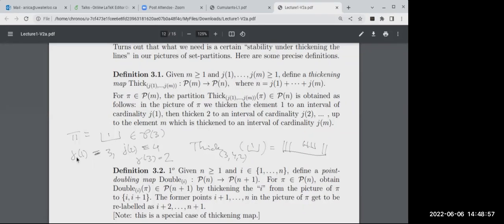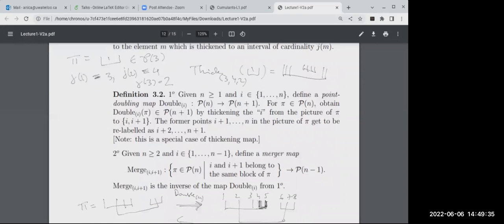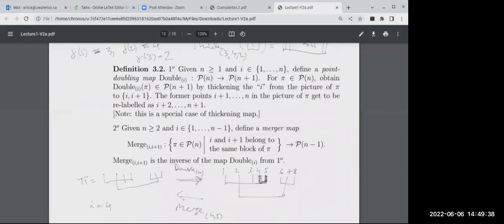For instance, say that pi is this partition with 3 dots: 1 and 3 together and 2 separated, and then my J1, J2, J3 are 3, 4, 2. So the first dot is thickened to 3 dots, the one in the middle is thickened to 4 dots, and the third one is thickened into 2 dots. But the blocks still keep together. These groups of points still follow the same blocks as the original partition.